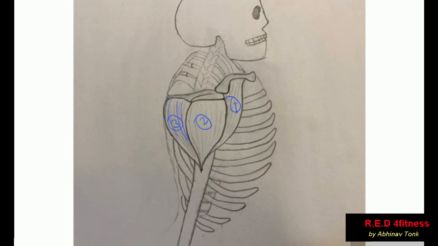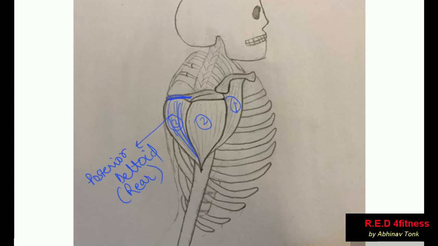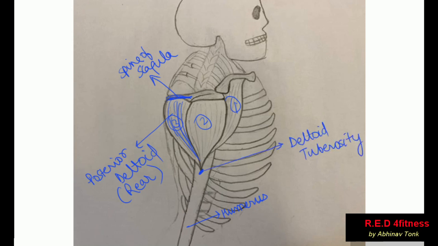So these muscles are known as posterior deltoid or rear deltoid, and these muscles originate basically from this particular portion which is known as spine of scapula. All the deltoid muscles 1, 2 and 3 basically converge at one common point on the humerus. So this is the humerus, which is the bone of the arm. The point on the humerus where all these muscles converge is known as deltoid tuberosity.